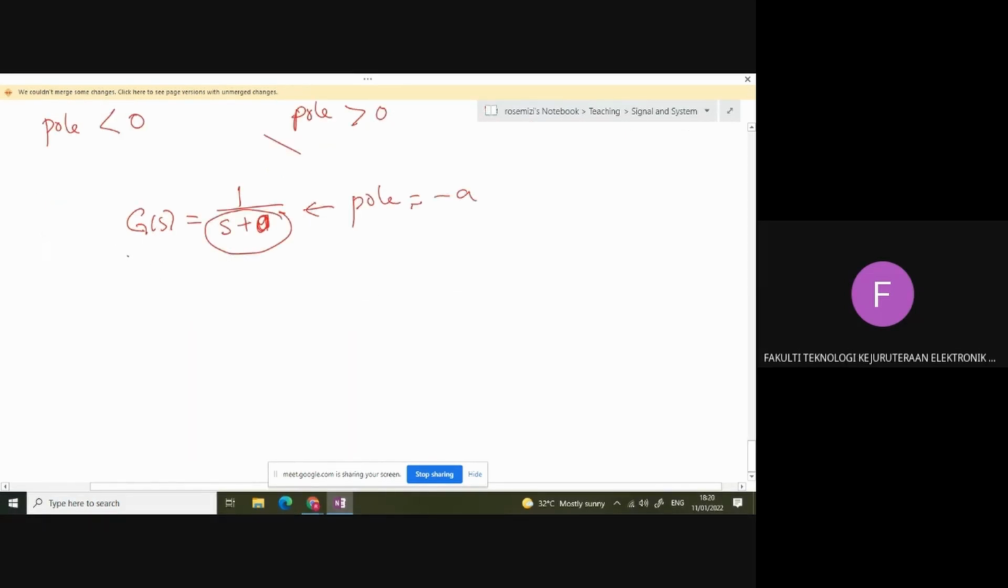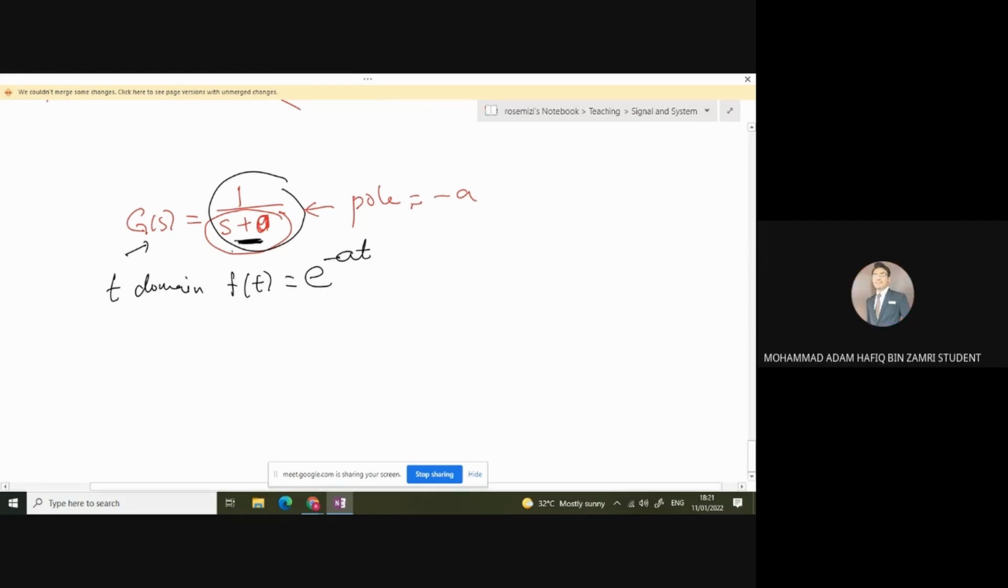So now it is in the S domain. In the T domain, what is the value of F(t)? Convert to the T domain. It is e to the minus AT. Wait, sorry, the inverse Laplace of 1 over S plus A is equal to e to the minus AT.